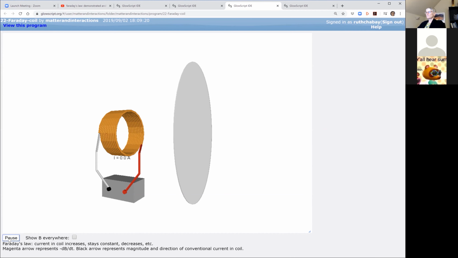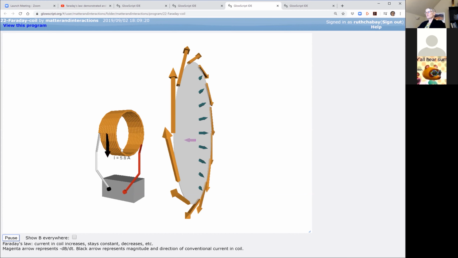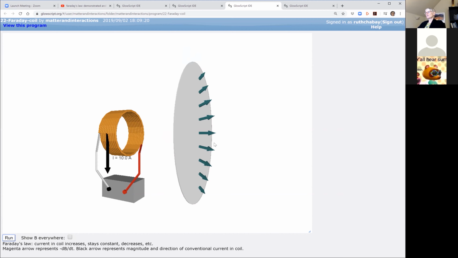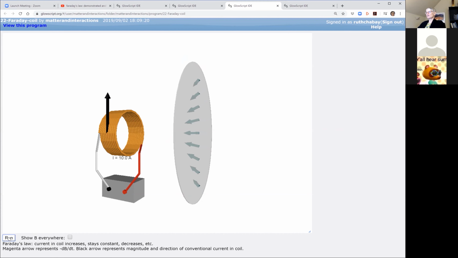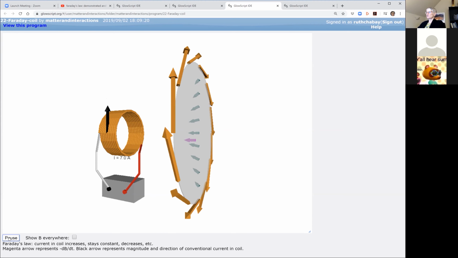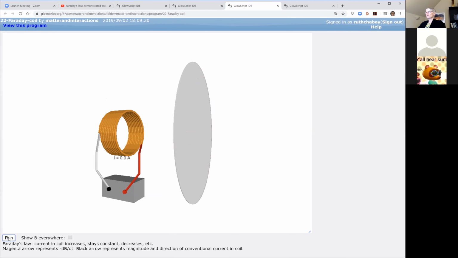If we increase the current in the power supply, we see that the magnetic flux through that surface increases, and there is a curly electric field. If we now decrease the current in the power supply, we're still getting a curly field. If we run the current the other way, as long as the current is changing, and therefore the magnetic field due to the coil is changing, we get this curly electric field. But if the current stops changing, the magnetic field stops changing, you don't get the curly electric field.